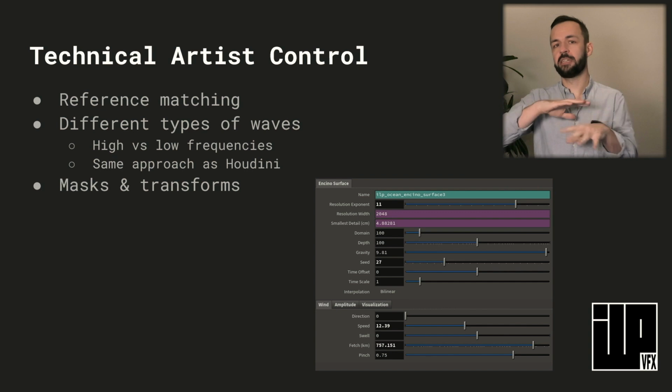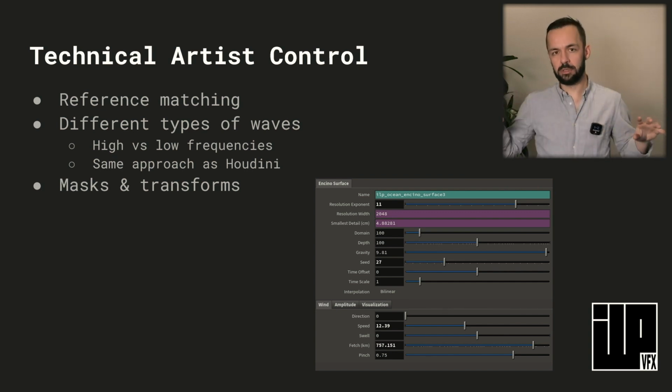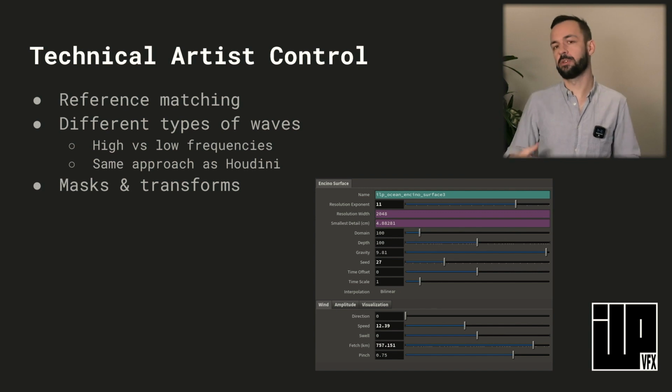Artists can also use masks and transforms, as I mentioned earlier, so that you can rotate or add noise to your surfaces, which also helps in the creative process. So even though noise doesn't follow the oceanographic rules, it's useful because, as everywhere else in our industry, we don't want things to be too perfect.